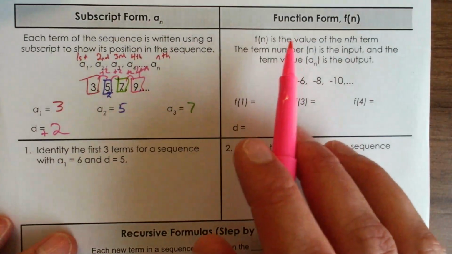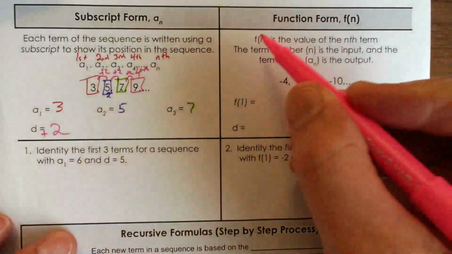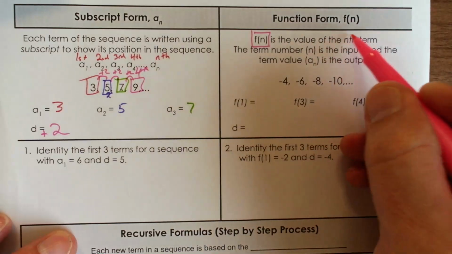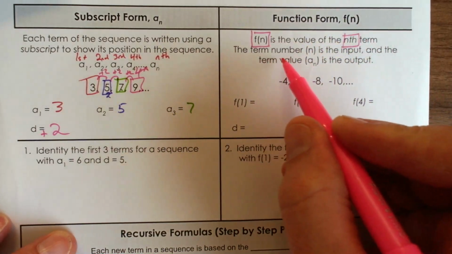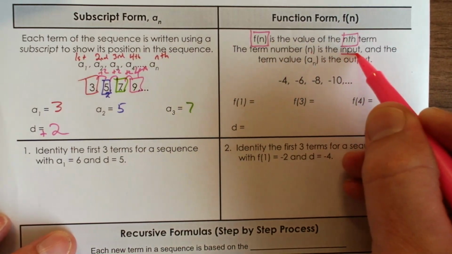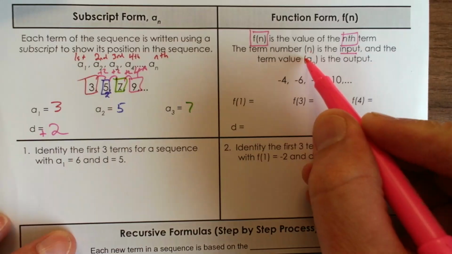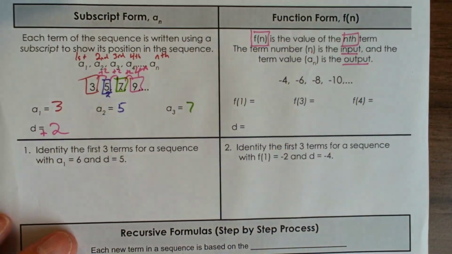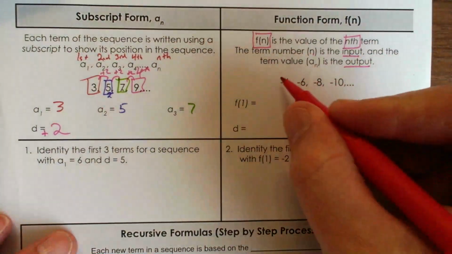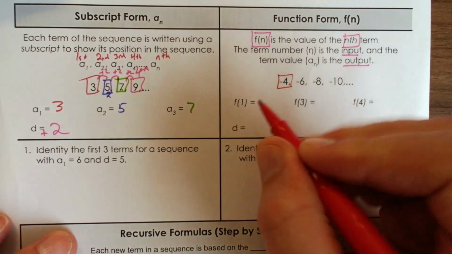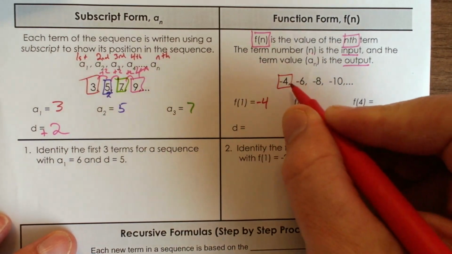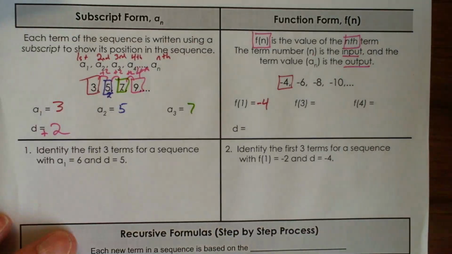So here, this is function form. So remember, f of n, this is function notation, is the value of the nth term. The term number n is the input, and the term value, the a sub n, is the output. So same thing. For my first term in the sequence, this is -4. So my input is 1, my output is -4.